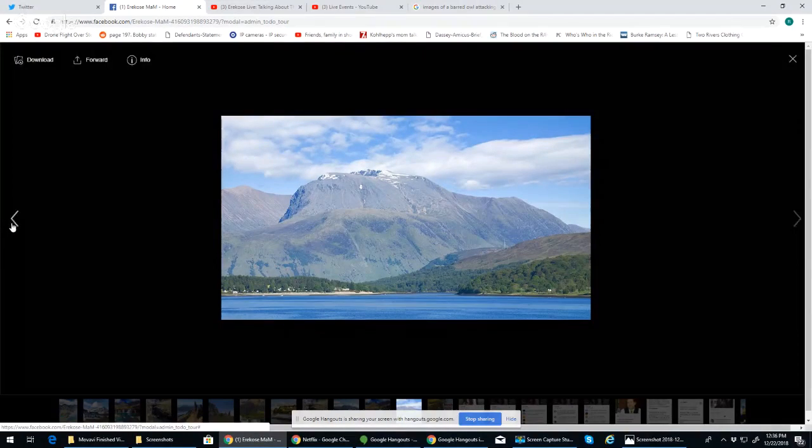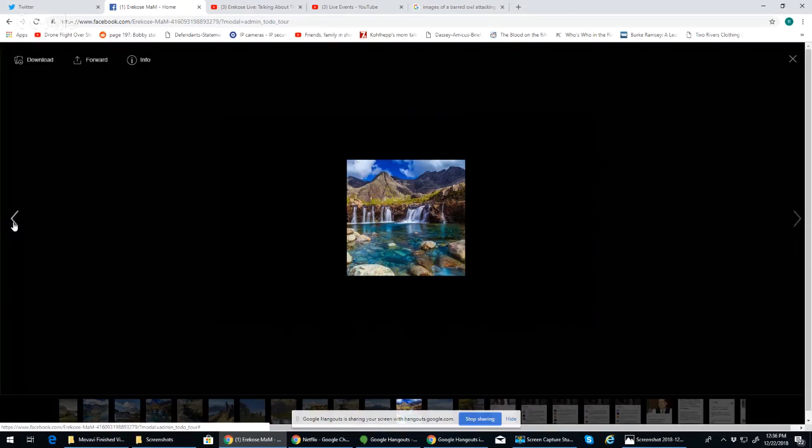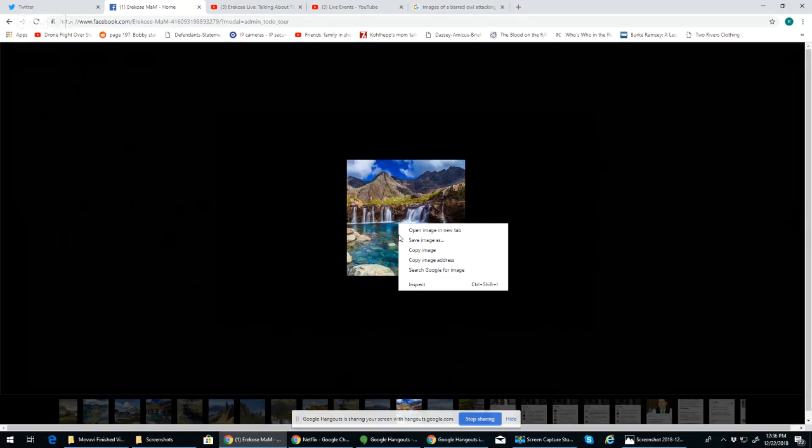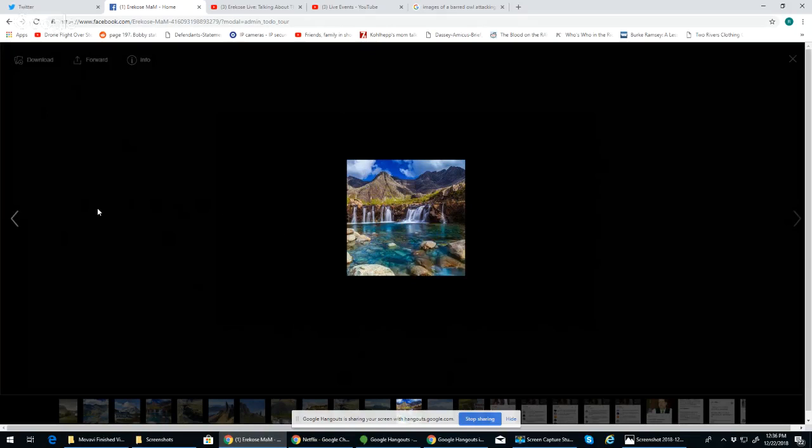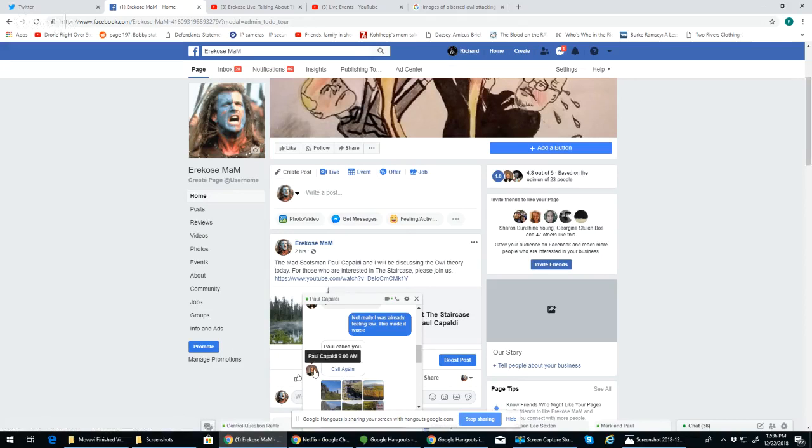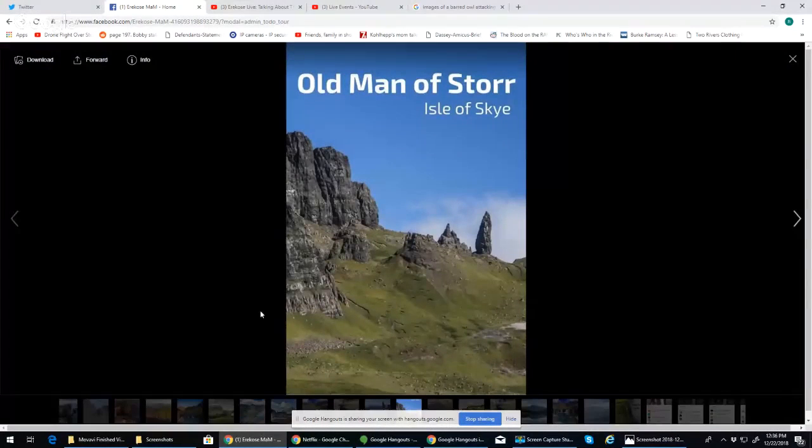But if you've got a couple more there, that's the Fairy Pools, as they're called. Absolutely stunning. A series of waterfalls coming down the mountain, and that's a huge tourist attraction. The Fairy Pools, they're called. It's a series of interlocking pools that are connected by these little waterfalls.